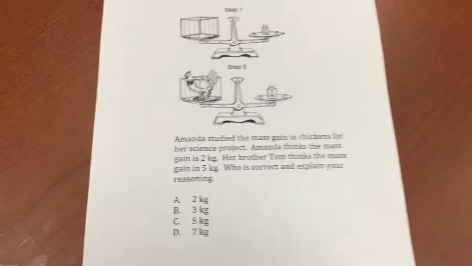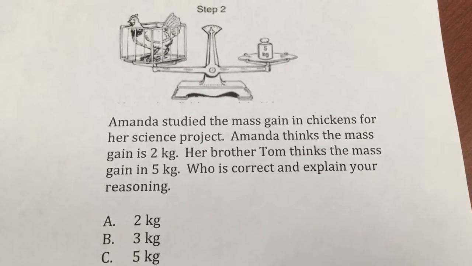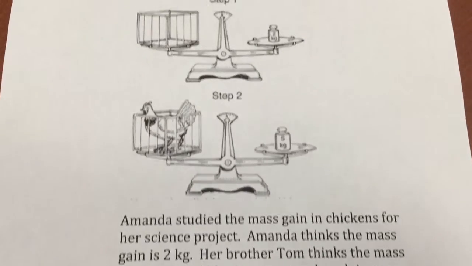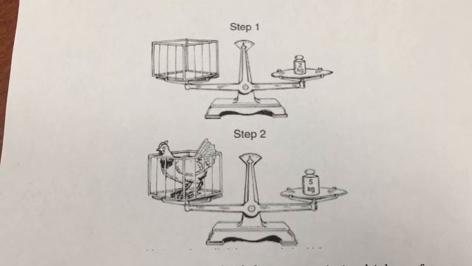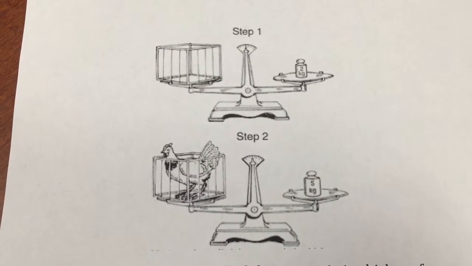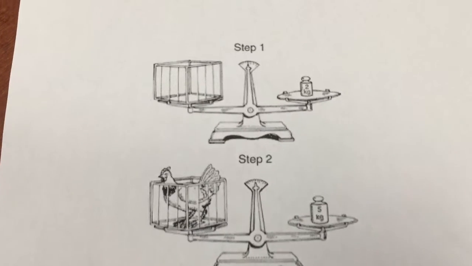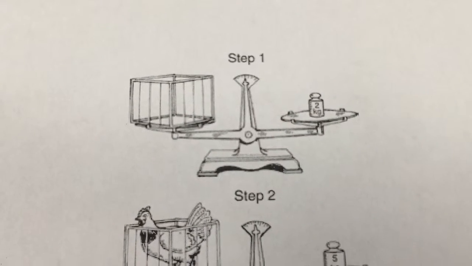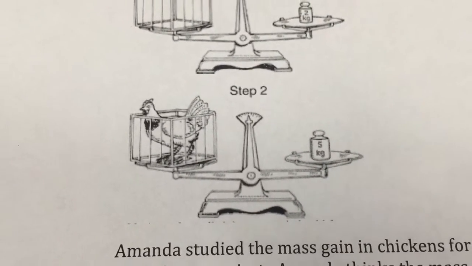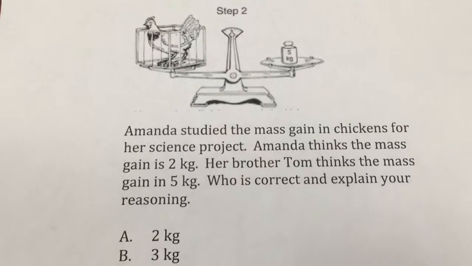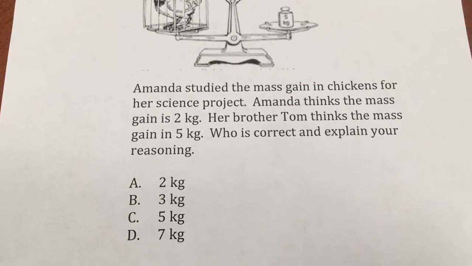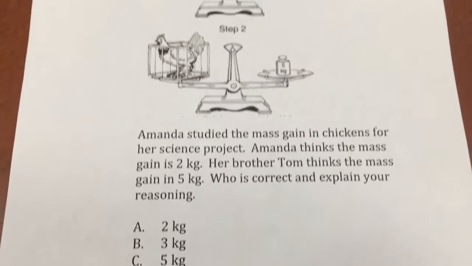Amanda studied the mass gain in chickens for the science project. Amanda thinks the mass gain is 2 kilograms. Her brother Tom thinks the mass gain is 5 kilograms. Who is correct, and explain your reasoning? I don't think either of them are correct because in the first picture, this cage weighs 2 kilograms, and in the second picture, the cage with the chicken in it weighs 5 kilograms, and we already know that the cage weighed 2 kilograms, and so 5 minus 2 equals 3, so I think that the chicken weighs 3 kilograms.